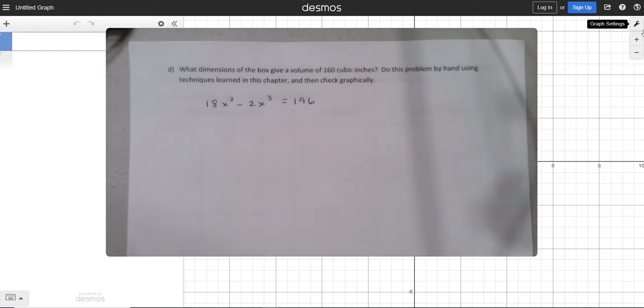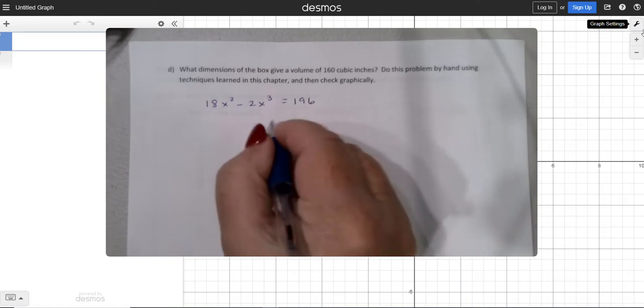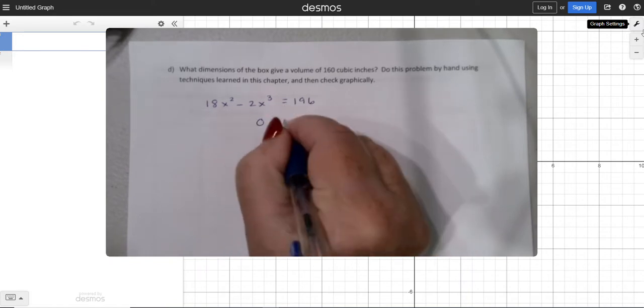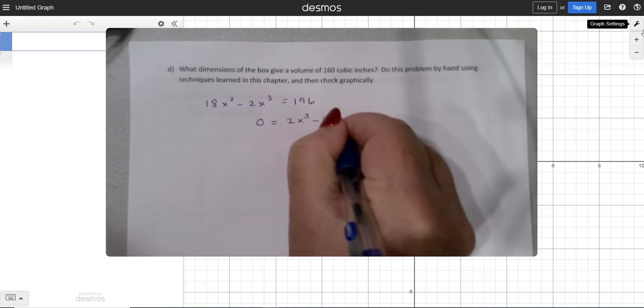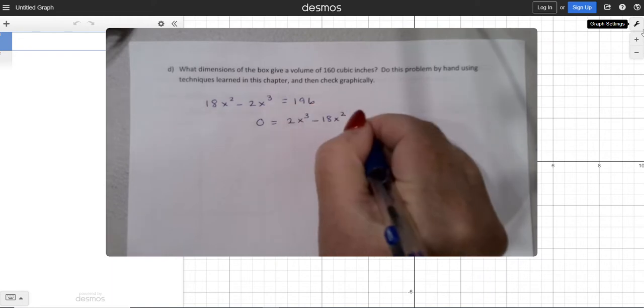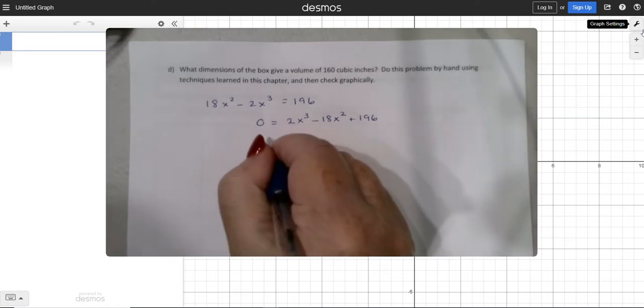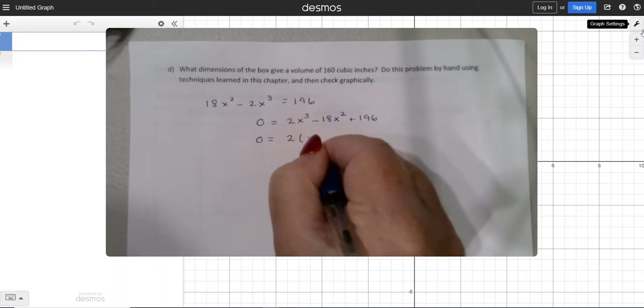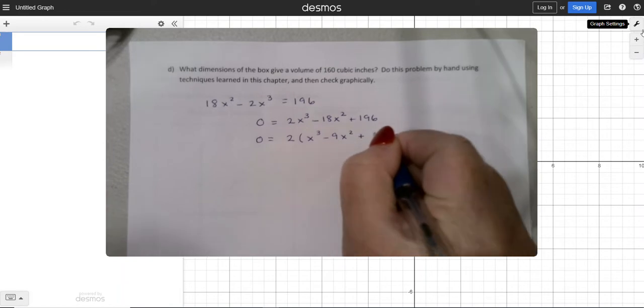If I'm going to solve this really either by hand or by graphing, I would want to make sure I get this equal to 0 first. So I like a positive leading coefficient. I'm going to move everything to the right. So that would make that a positive 2x cubed, a negative 18x squared, and then the plus 196 is already there. I can factor out a 2. Might as well do that, make my numbers just a little bit smaller. Is that 98?